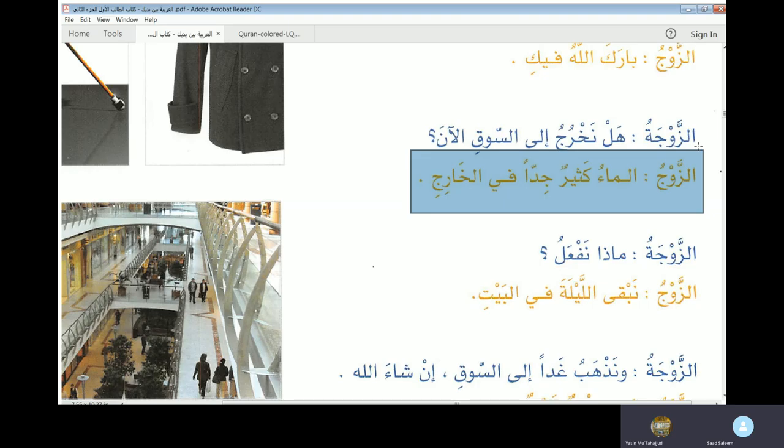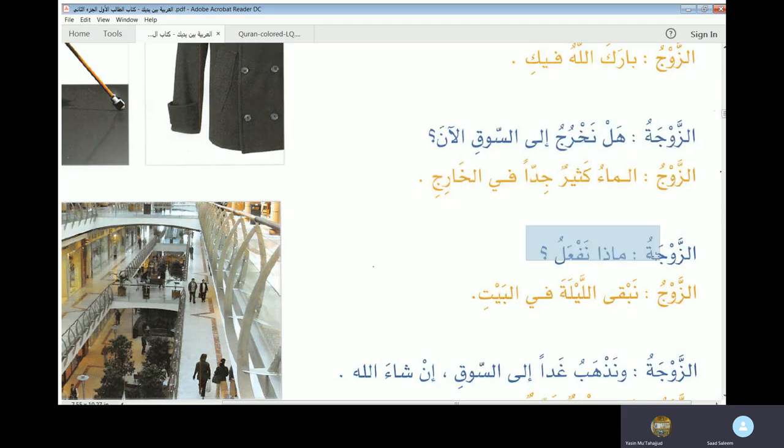Al-ma'u kathirun jiddan fil-kharij. Fil-kharij, outside. Is it saying there is a lot of water outside? Yes, there's too much water outside.